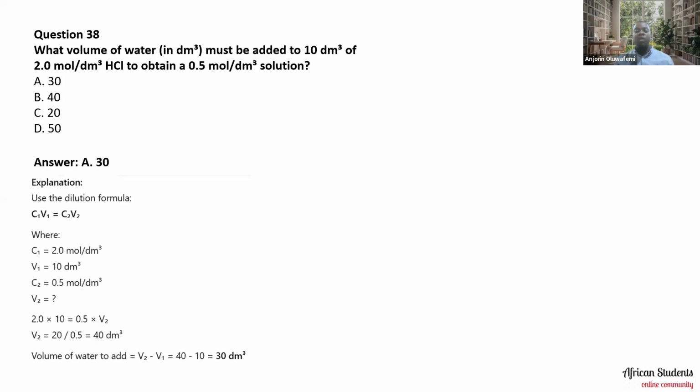The explanation is basically, when you use the dilution formula, which is C1V1 equals C2V2, where our C1 in this case is 2.0 mol/dm³, our V1 is 10 dm³, our C2 is 0.5 mol/dm³, and our V2 is unknown. So when you have 2.0 multiplied by 10, which will equal 0.5 multiplied by the unknown volume, our V2 will be basically 20 divided by 0.5, and that is 40 dm³. So if you now look at it, the volume of water that will be added will be V2 minus V1. That's 40 minus 10, and that will give us 30 dm³. Okay.